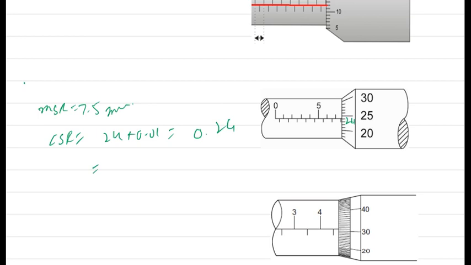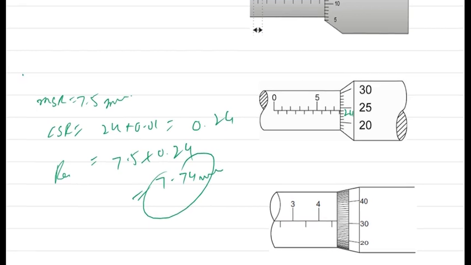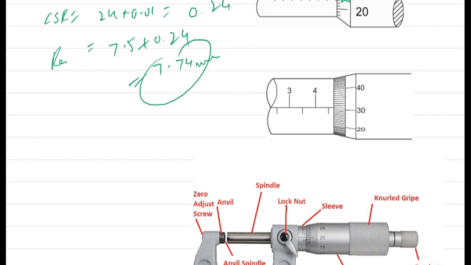So what is the total reading? The result, whatever we're doing, is the length of the dial; just add both of them. 7.5 plus 0.24 will be 7.5274 millimeter. All right, so very simple. So this was how we can take the reading from the circular scale and the reading from the main scale.